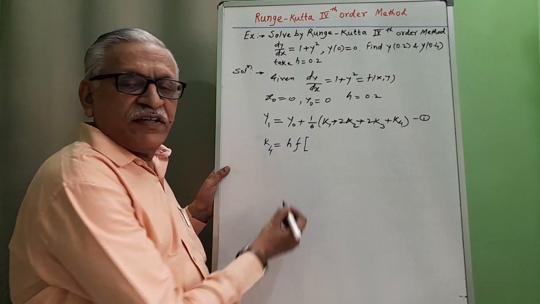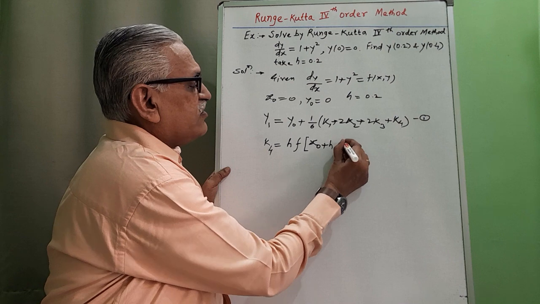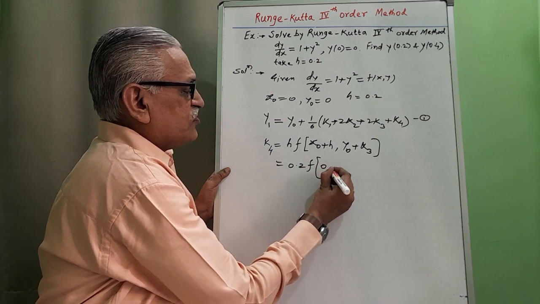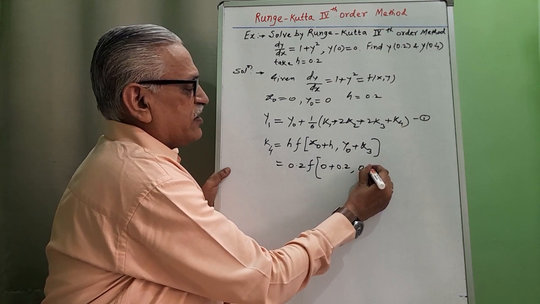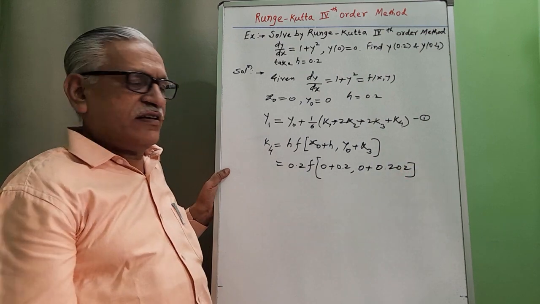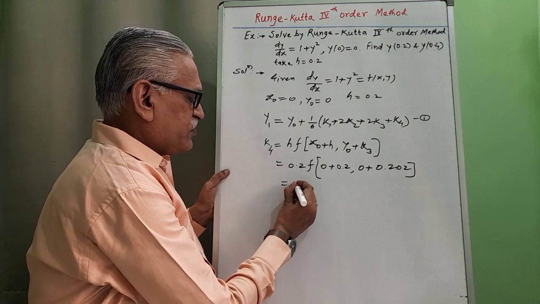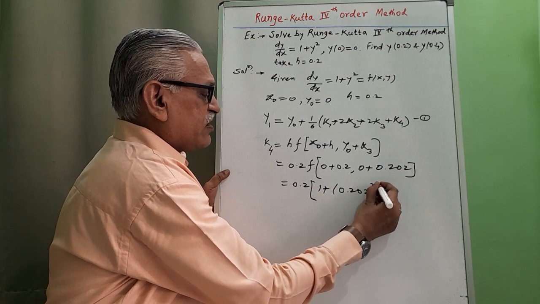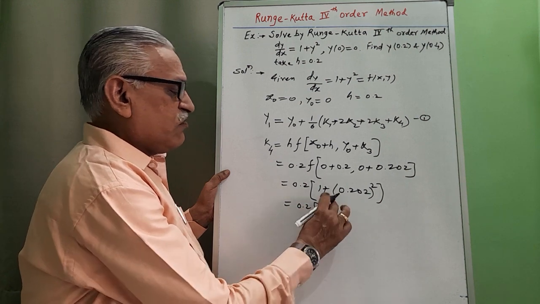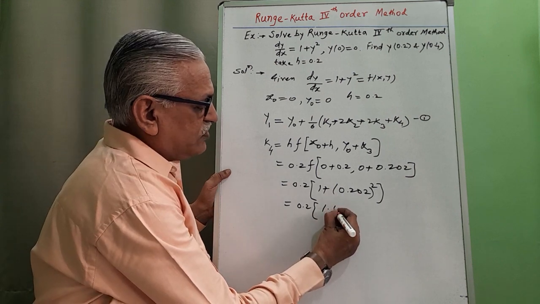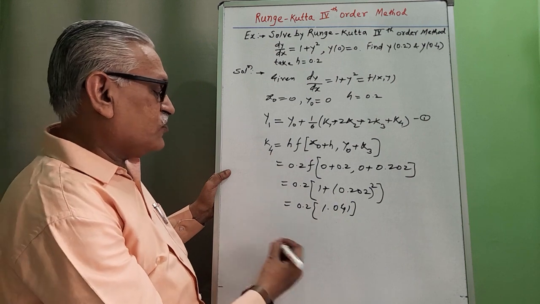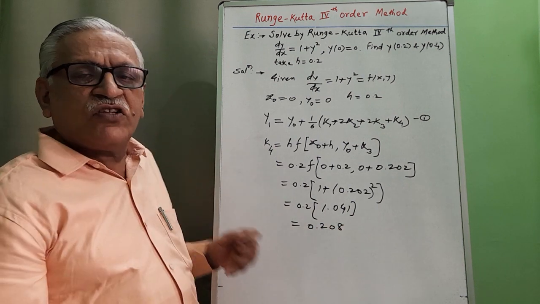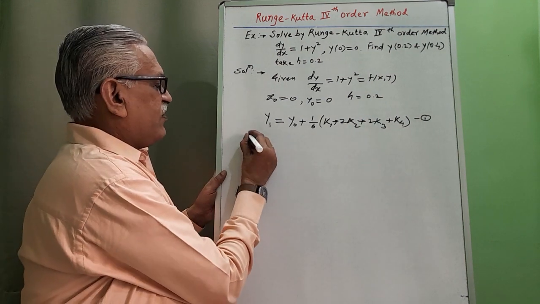k4 is obtained by h f of x0 plus h and y0 plus k3, and therefore it is 0.2 f of x0 is 0, h is 0.2, y0 is 0, k3 is 0.202, and then performing this we get 0.2 times 1 plus y square, y is 0.202 square, this is 0.2 into 1 plus 0.202 whole square, by calculating 1.041 multiplied by 0.2, we get that value as 0.208.